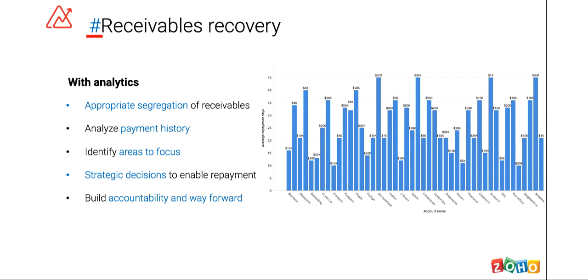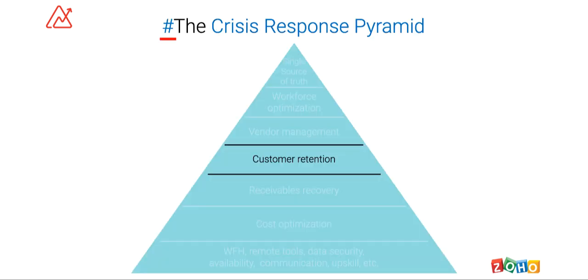And then we were also able to guide the organizations in taking some strategic decisions on those accounts which fall into the industries which are impacted during this crisis. And finally, it doesn't end there. You can also build accountability on your key account managers and give them a very clear way forward using analytics. Well, that brings the end of the second element. Now let's look at the third element on the BCP, that's customer retention.